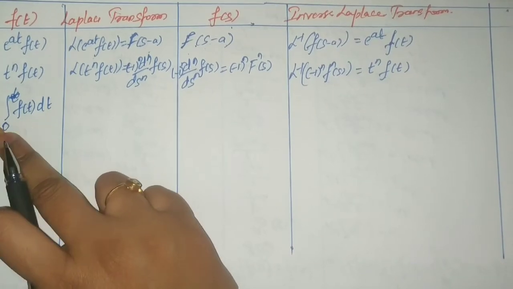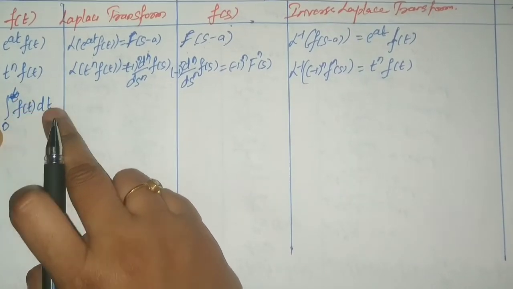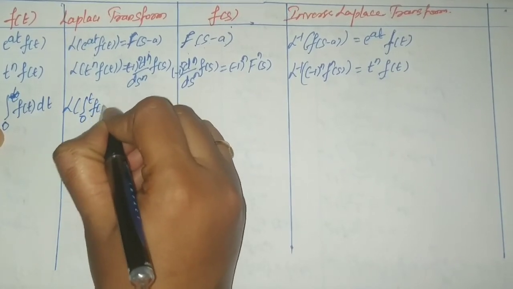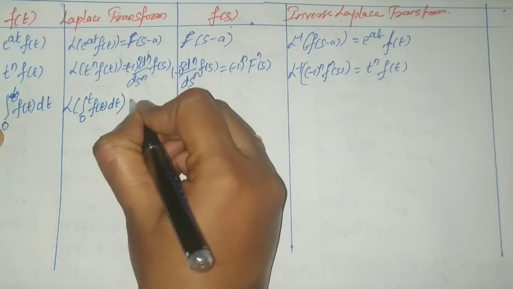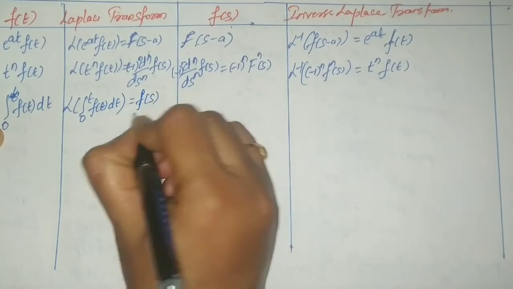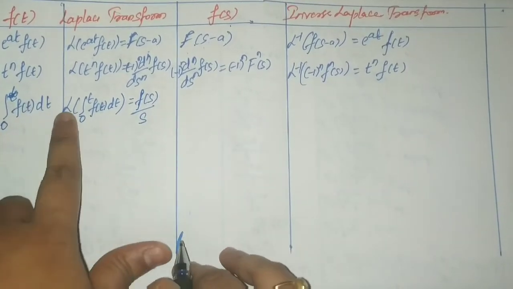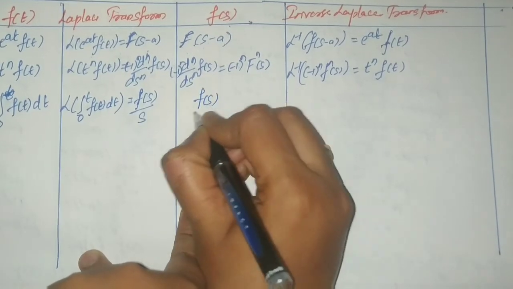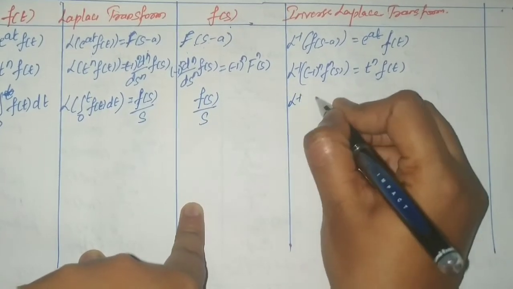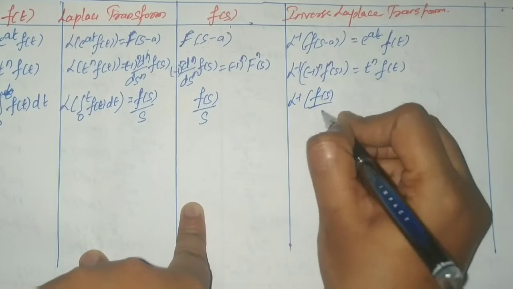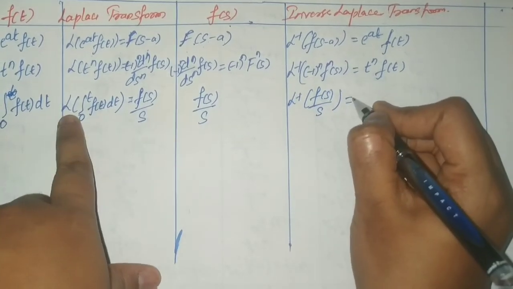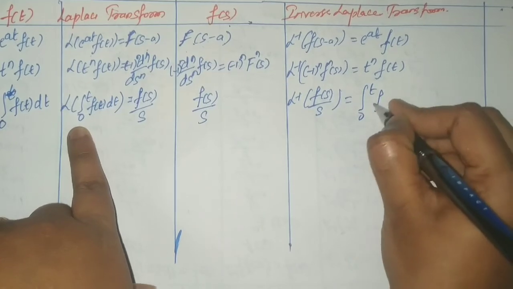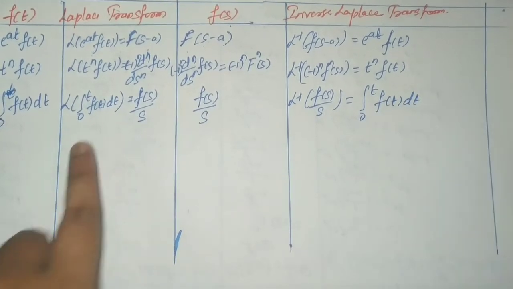Next we have integration. After the differentiation we have integration, that is, the integral ranging from 0 to t of f of t dt. The Laplace of the integral from 0 to t of f of t dt is nothing but F of s by s. Now take the Laplace to the other side, so your function will be F of s by s. So L inverse of F of s by s is equal to, take this inverse, so you'll get this function. This is treated to be the integral from 0 to t of f of t dt.